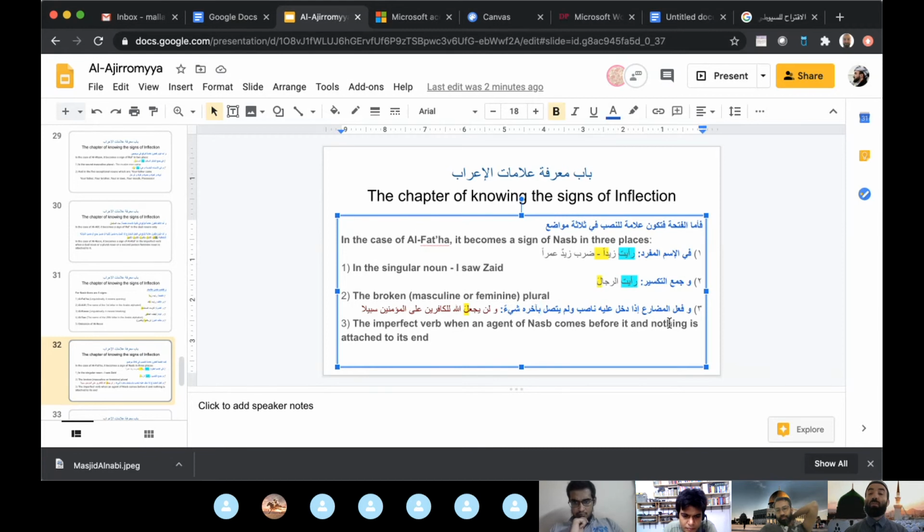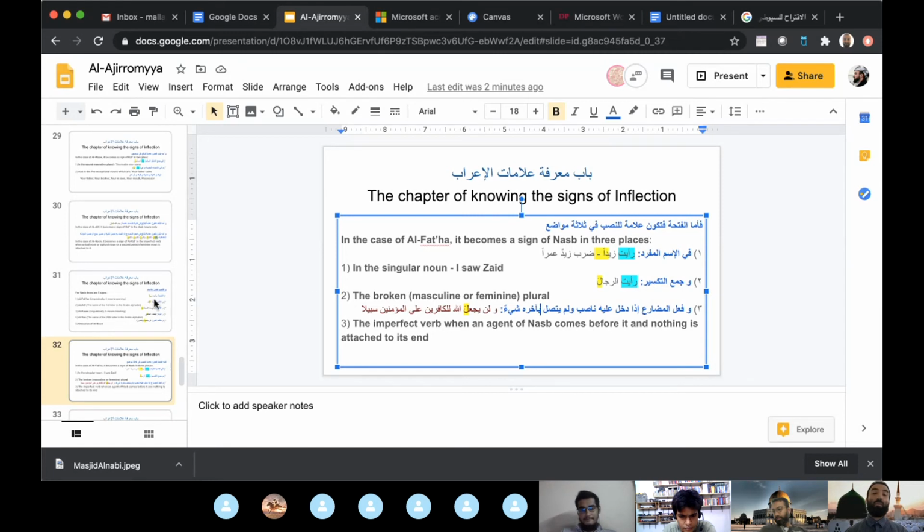And then the third place where fatha becomes a sign of nasab: وفي الفعل المضارع إذا دخل عليه ناصب ولم يتصل بآخره شيء. And in the imperfect verb, when an agent of nasab comes before it and nothing is attached to its end. What do we mean by nothing is attached to its end? Meaning none of those pronouns that we mentioned are attached to its end.